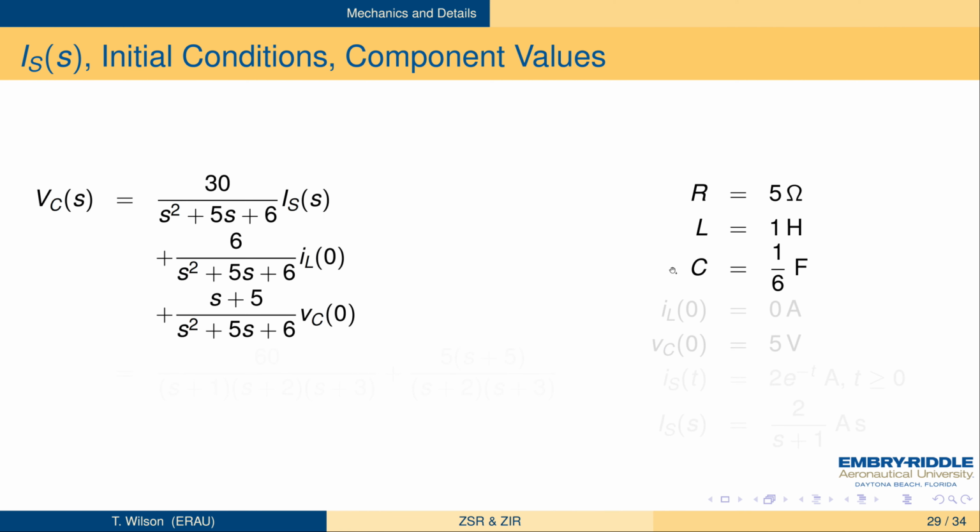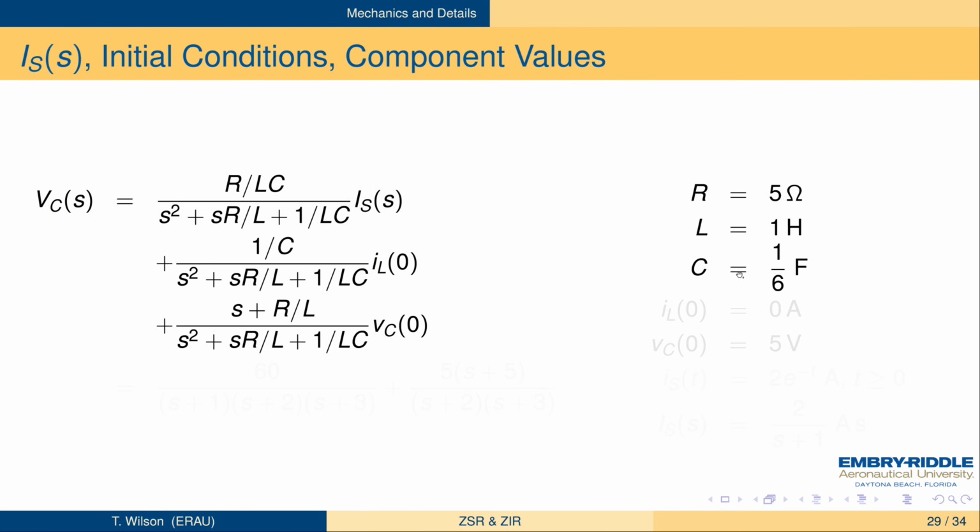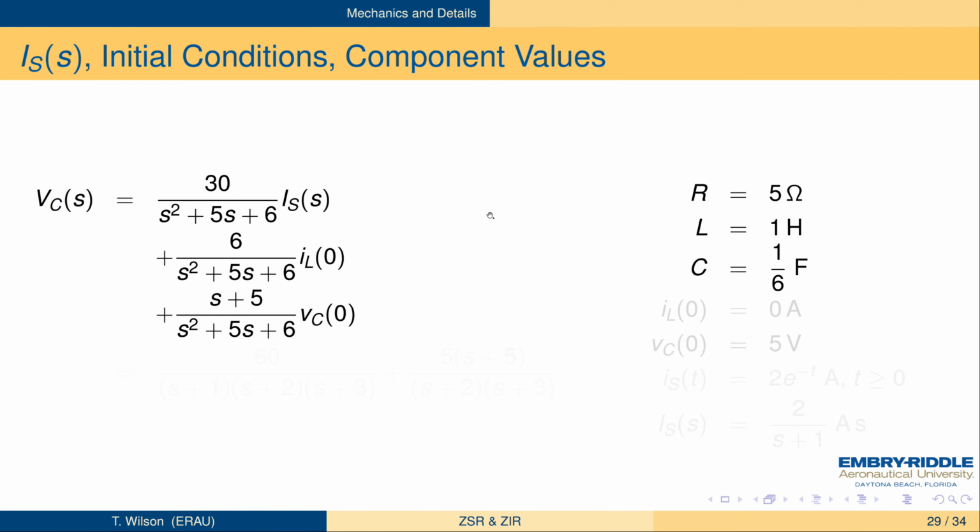So when we plug in, R over L is going to be 5. So we get the denominator is S squared plus 5S plus 6. And then we get 30 in the numerator of the first term, 6 in the numerator of the second term, S plus 5 in the numerator of the third term. Now we say the initial current was 0, the capacitor voltage at t equals 0 is 5 volts. We plug those in, so we just get a 0 and a 5.